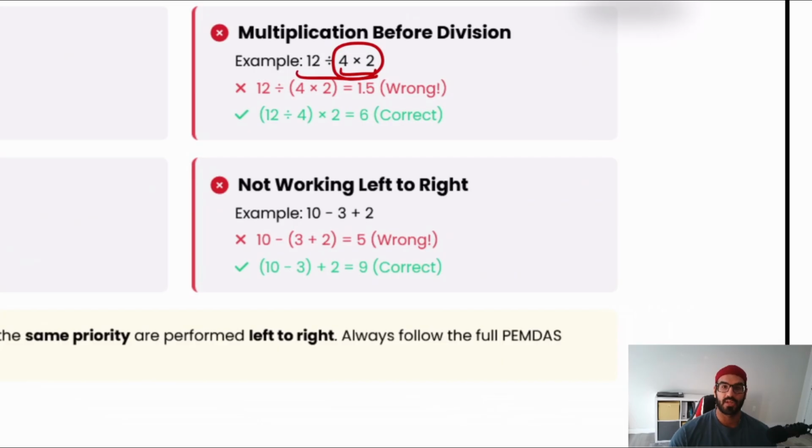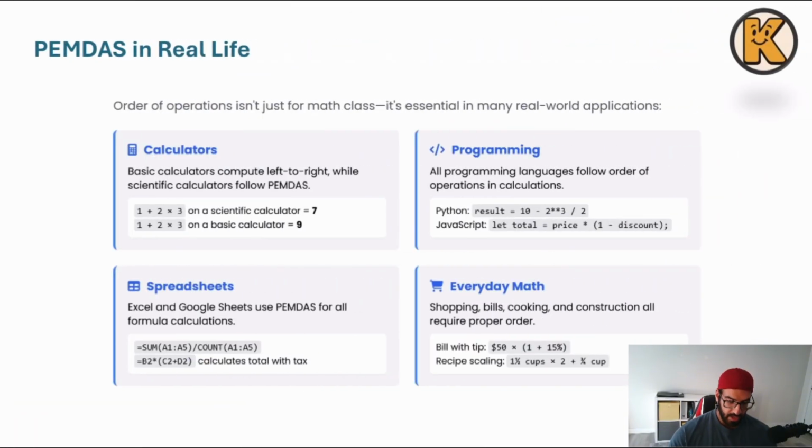So I do have 10 subtracted by 3 plus 2. So at this point, I have to start from left to right because addition and subtraction have the same order. So 10 subtracted by 3 plus 2, and if you do it any other way, you're going to get the wrong answer. So let's just see the PEMDAS in real life.